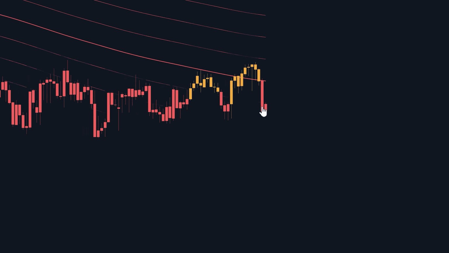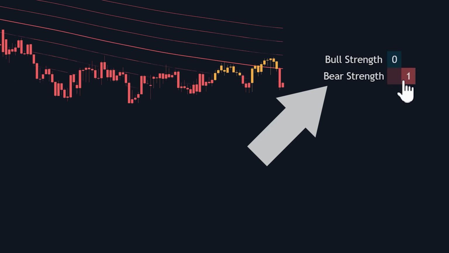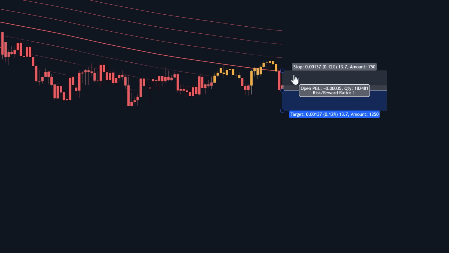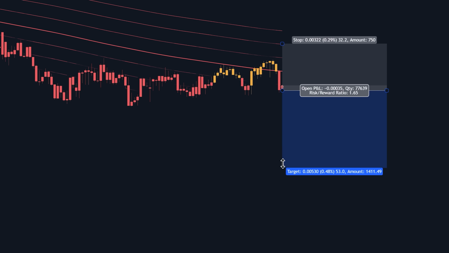For the final confirmation, you'll check the dashboard and make sure the bear strength is showing at least a 1. Once you have that, you can take your short position. You'll want to place your stop loss above the most recent swing high and set your take profit at 1.5 times your risk.